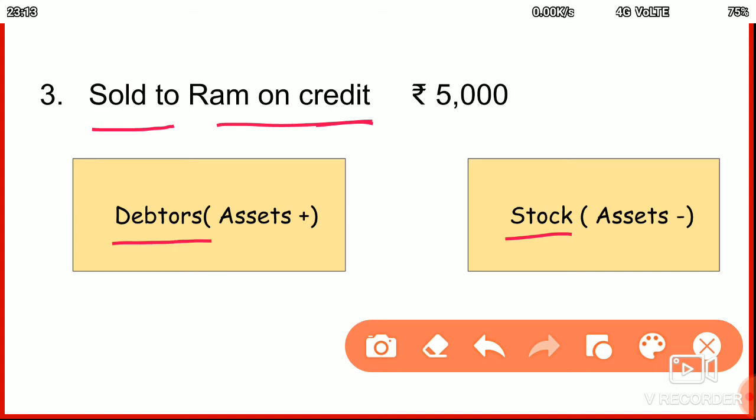So the debtor's account will get affected here. Debtor's account is an asset account. Stock account is an asset account. So if we look at the effect, debtors are increasing because Ram did not pay, so this asset will increase. On the other hand, stock means goods are going out of the business, so stock will decrease, so this asset will decrease. So debtors will increase and stock will decrease.